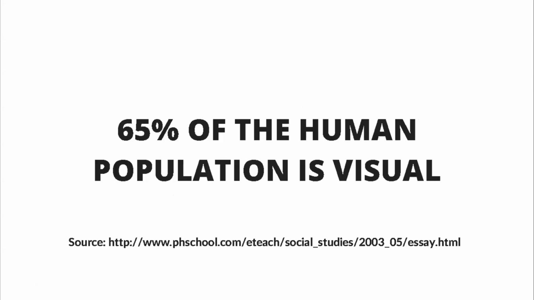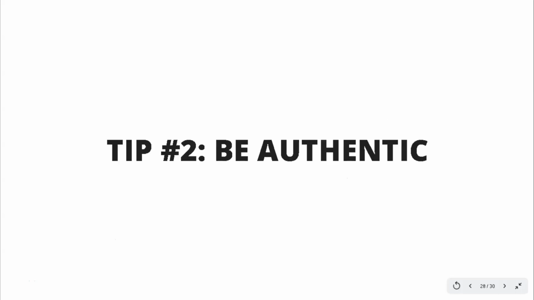There's a statistic that gets tossed around that 65% of the human population is visual. Now that may or may not be true, but we do know that many of us are, making this an effective hook to employ in your storytelling. Tip number 2. Be authentic.